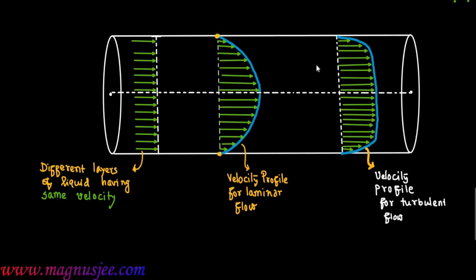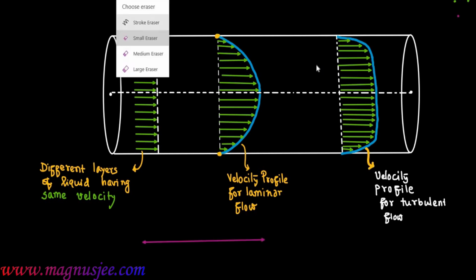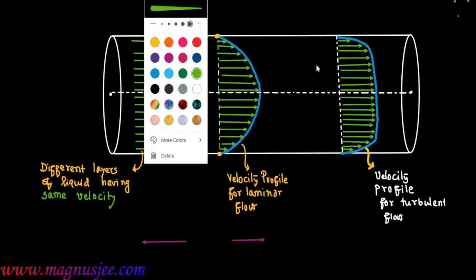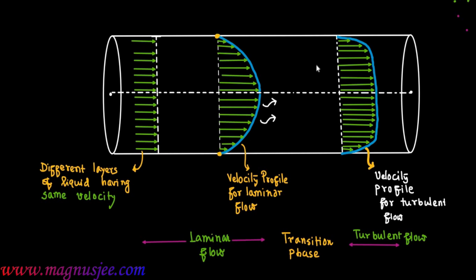We can denote the streamline region and the turbulent region. This region indicates the streamline region. In this region, the flow will be laminar or streamline, so liquid will follow laminar flow. In this other region, liquid flow will be turbulent. Between laminar flow and turbulent flow, there will be a transition phase in which liquid flow is converted from laminar flow to turbulent flow.